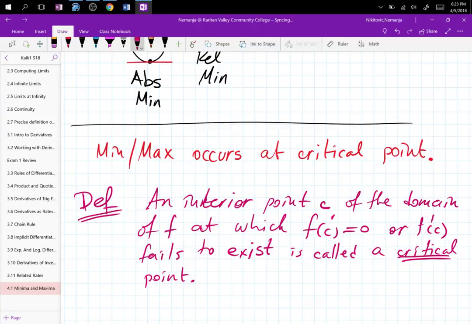So an interior point c of the domain of f at which f prime of c is equal to 0 or f prime of c does not exist, it's called a critical point. We can find these points using calculation, and this definition is going to help us in that. We can force the derivative to be equal to 0 and compute the values at which we have critical points. Or if we are able to recognize that the derivative doesn't exist at that point, it's also a critical point. So let's take a look at some examples.